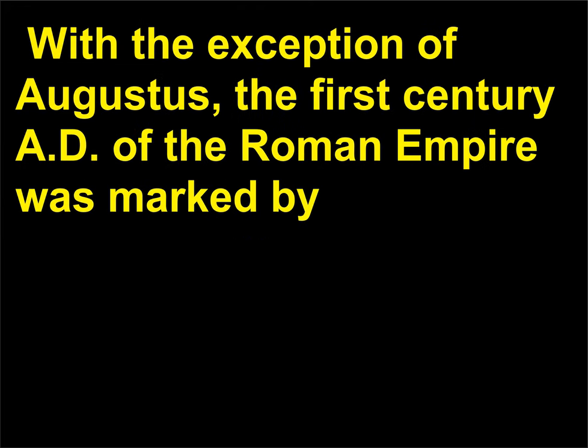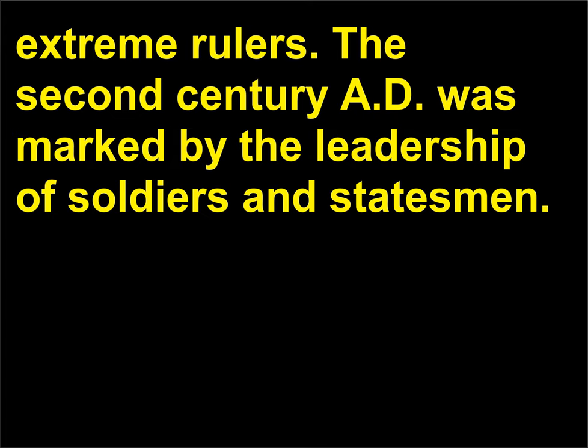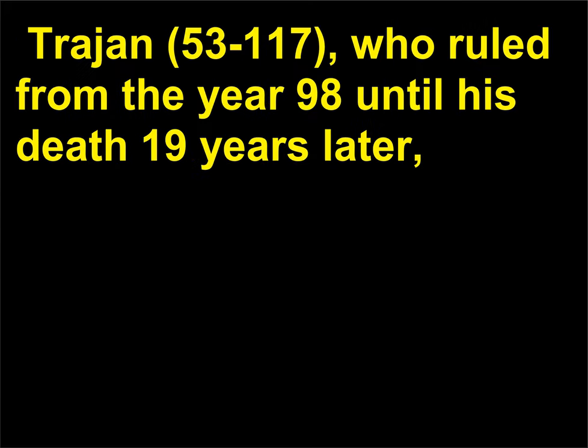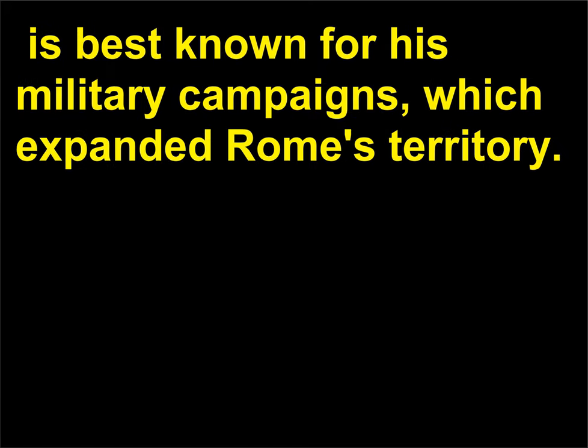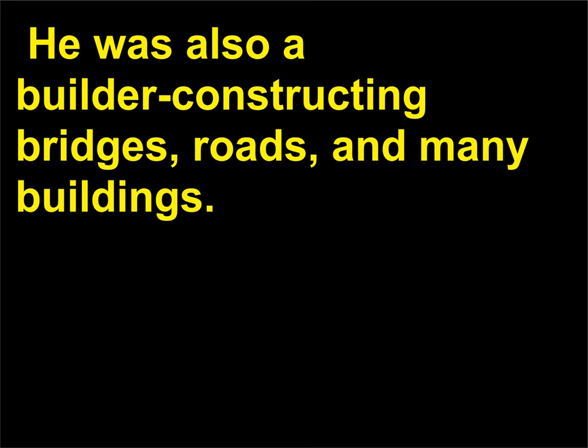With the exception of Augustus, the first century A.D. of the Roman Empire was marked by extreme rulers. The second century A.D. was marked by the leadership of soldiers and statesmen. Trajan, 53-117, who ruled from the year 98 until his death 19 years later, is best known for his military campaigns, which expanded Rome's territory. He was also a builder, constructing bridges, roads, and many buildings.